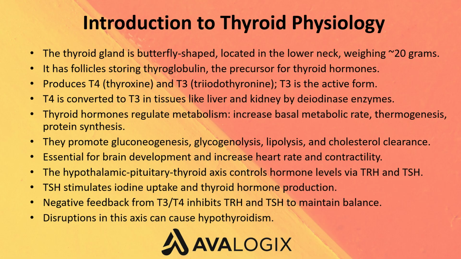The hypothalamic pituitary thyroid axis maintains homeostasis. The hypothalamus secretes thyrotrophin-releasing hormone, TRH, which stimulates the anterior pituitary to release thyroid-stimulating hormone, TSH. TSH then stimulates the thyroid gland to uptake iodine, synthesize thyroglobulin, and secrete T3 and T4. Negative feedback from circulating T3 and T4 inhibits TRH and TSH production, maintaining hormonal balance. Disruptions at any point in this axis can lead to hypothyroidism.